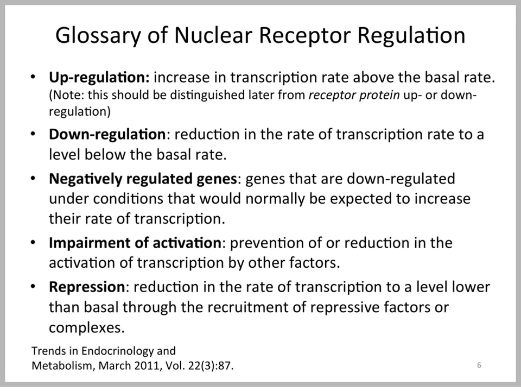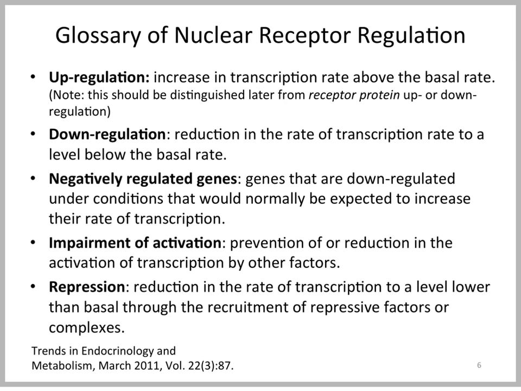This needs to be distinguished from the fact you have some genes that, when bound by the, let's say, hormone, are downregulated, and therefore they would be downregulated under conditions that are normally expected to increase the rate of transcription. Those are negatively regulated genes. So that means the effect of that hormone, for example, is to reduce the activity of that gene. Whereas you can also have impairment of activation, which means the prevention of or the reduction in activation of transcription by other factors. And this means that there are all kinds of ways, sort of networks, that can impact the final effect, which is to produce protein.